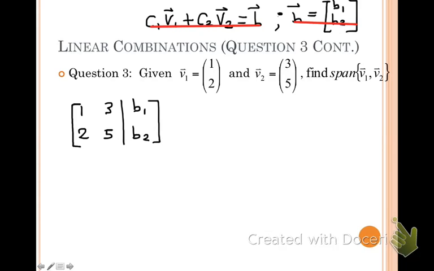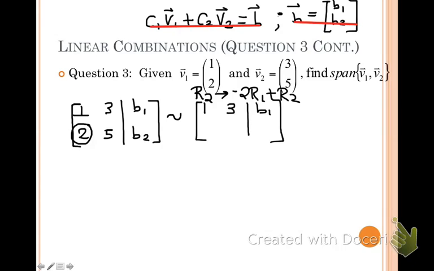So the first goal is to find the first pivot, which is the 1, and we want to take the next element, which is this 2, and make it a 0. So to do that, we're going to create a row equivalent matrix where we're going to take row 2 and replace it with minus 2 row 1 plus row 2. In this example, the first row does not change, so I'm just going to rewrite it.